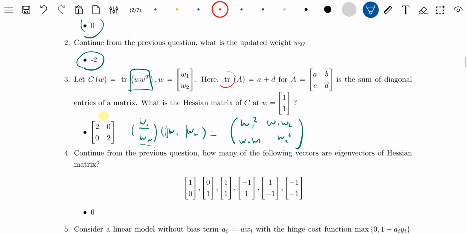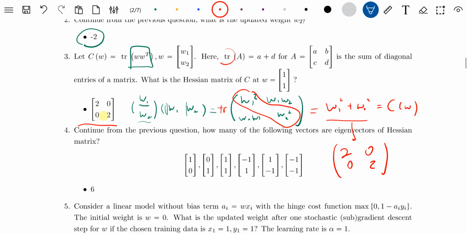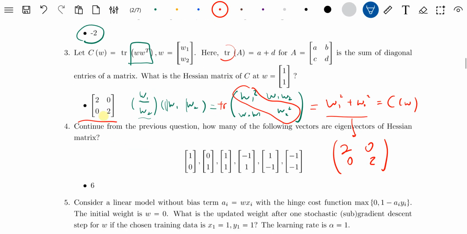So then in the question, there's a trace. And trace is just the sum of diagonal values. So it's W1 squared plus W2 squared. This is just the cost function. And then differentiate this twice: differentiate once is 2W1, differentiate twice is 2. And similar for the other ones, you get 2, 0, 0, 2. And that's the answer.